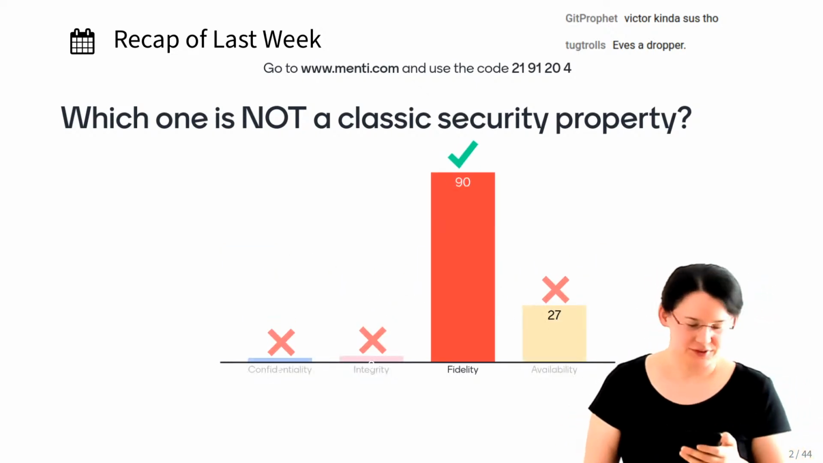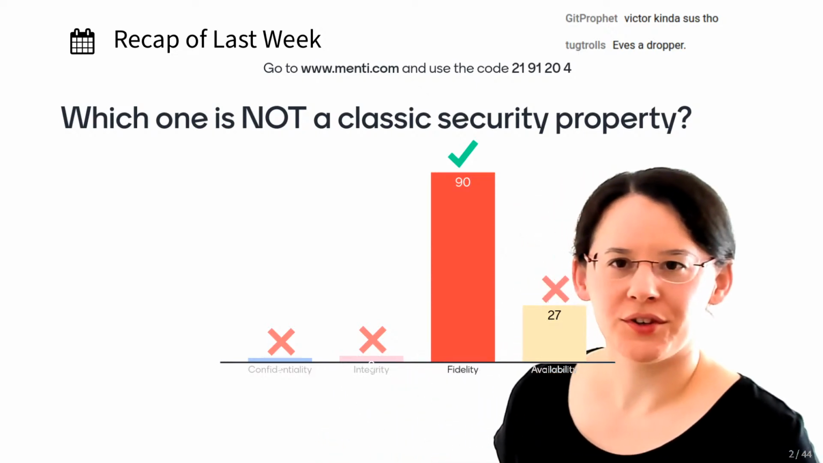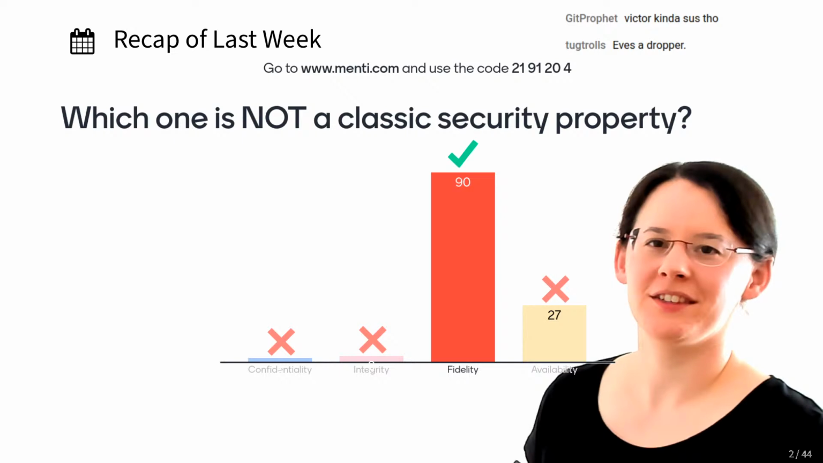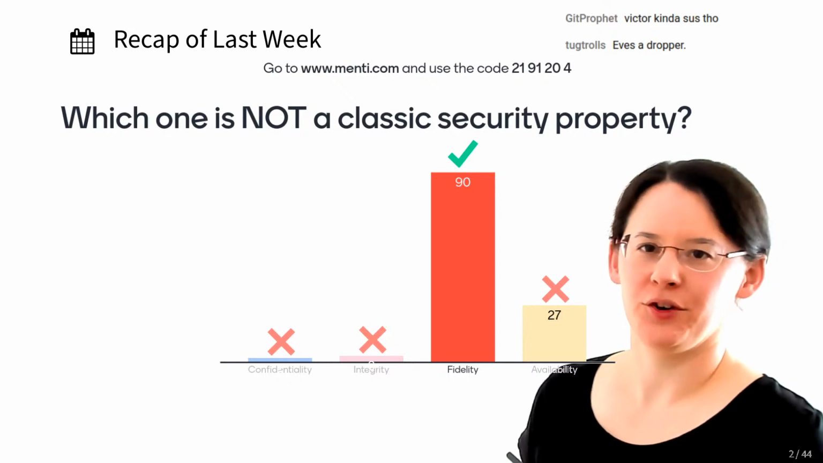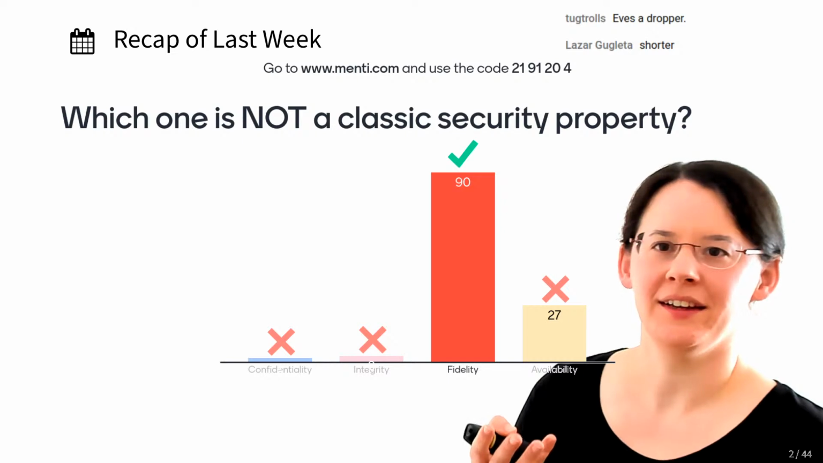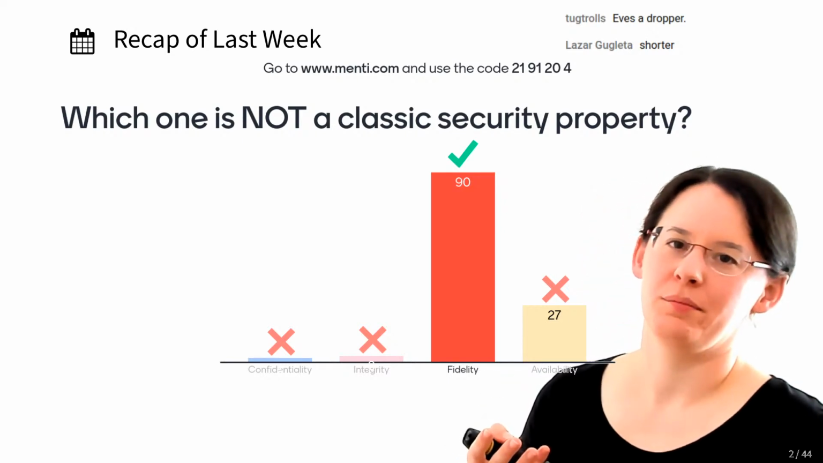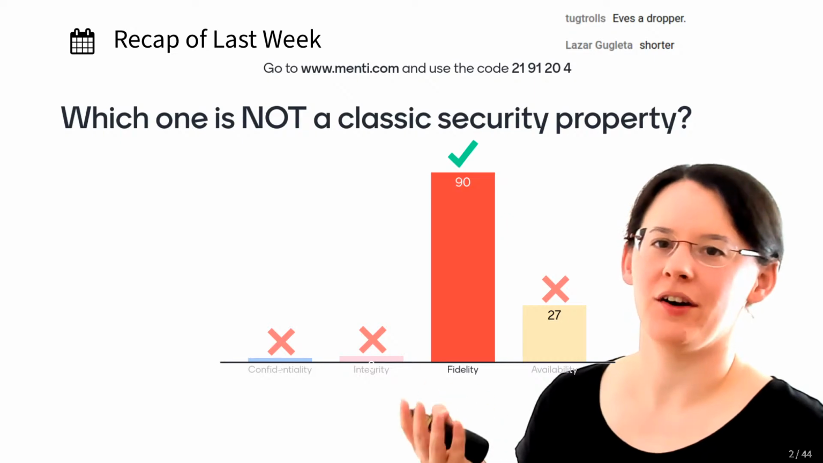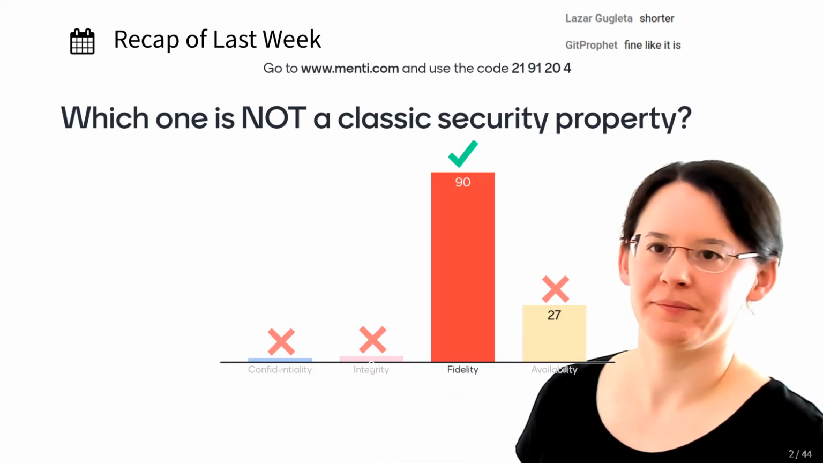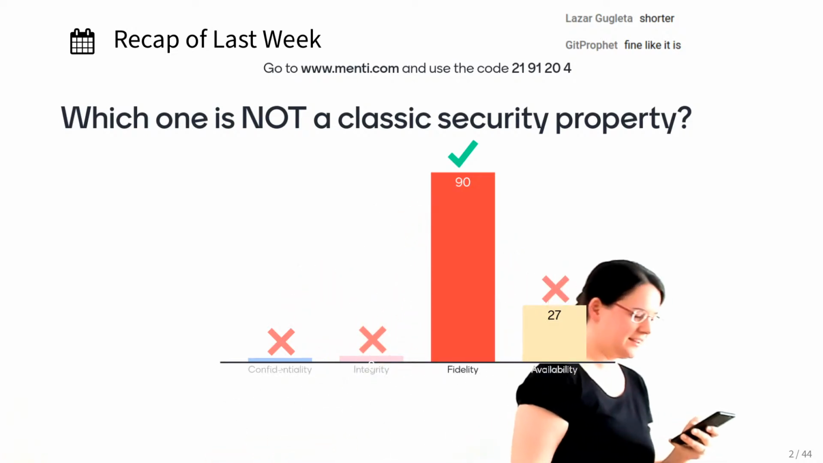So what are the results we have here? Let me see. We have almost all votes on the correct answer, fidelity. While fidelity is of course something desirable, it's not actually a classic security property. We also have quite a number of votes on availability. However, availability is actually one of the central CIA properties. So making sure that systems are always up and running is a very important security property actually. Okay, let's have a look at the next question.